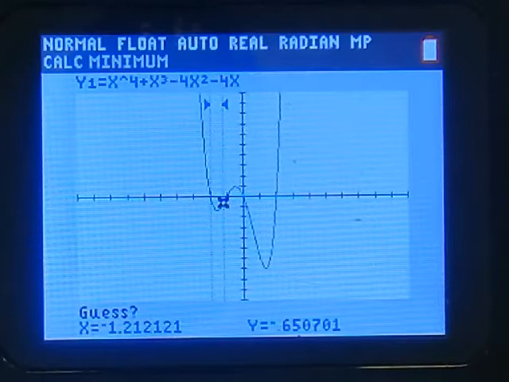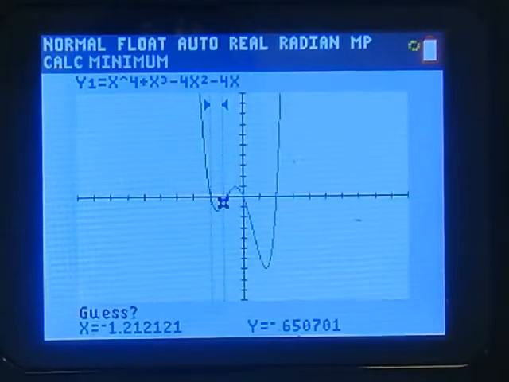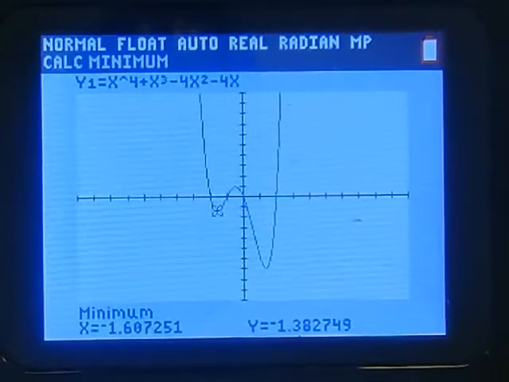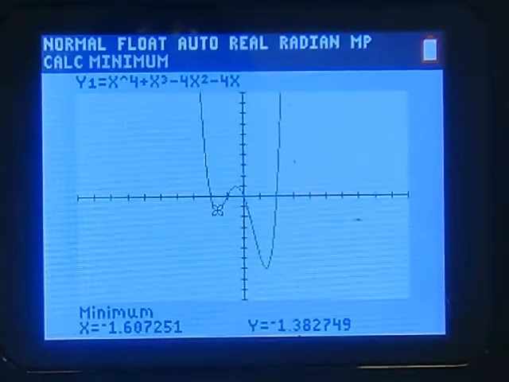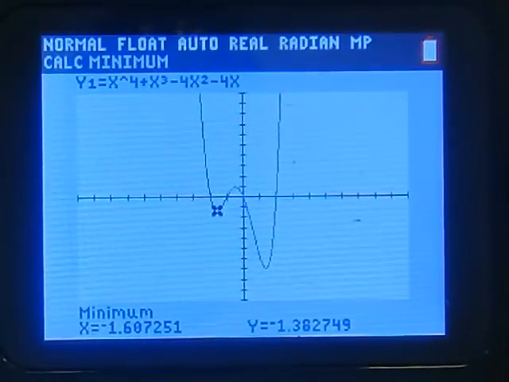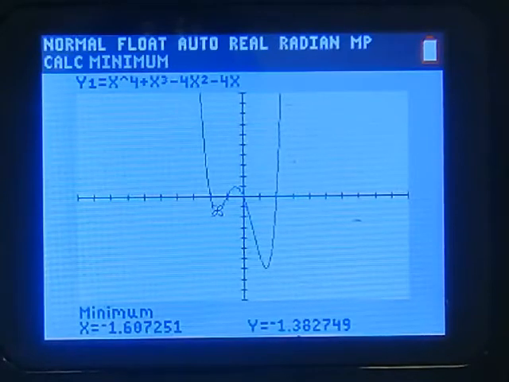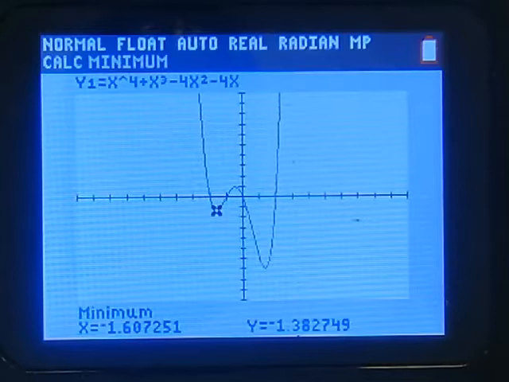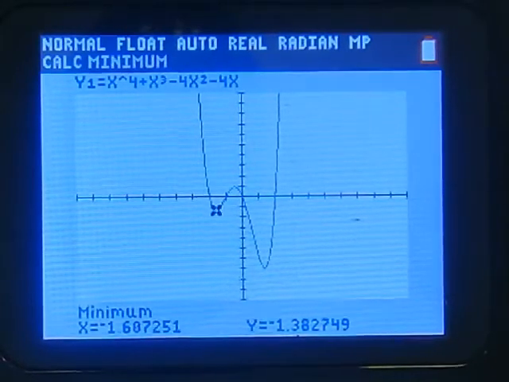Just ignore that and hit enter one more time. And now, notice at the bottom it says minimum. It has found the minimum for us, and the cursor is blinking right at that point. So I'm going to take my ordered pair, and we could round this to something that's not too difficult. Let's round it to negative 1.6, negative 1.4. And that is a minimum, okay?